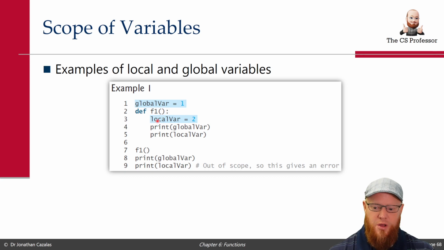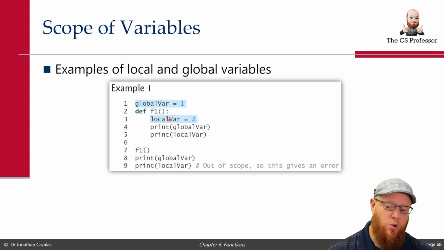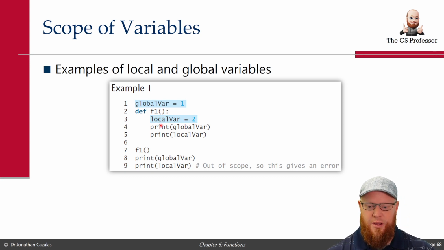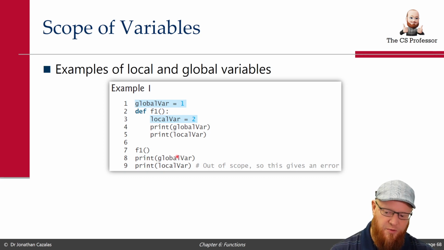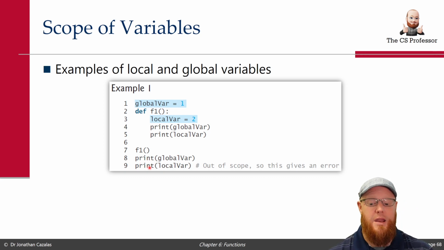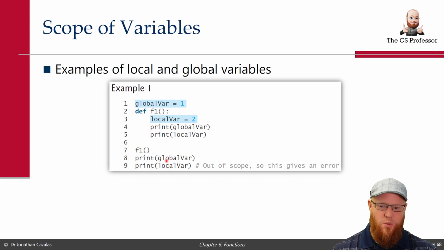Inside this function, we have a variable called local var. It equals 2. Then we have 2 print statements. And then on line 7, we call the function. On line 8, we print global variable. And then on line 9, we print local var. So let's go through this and see what happens.